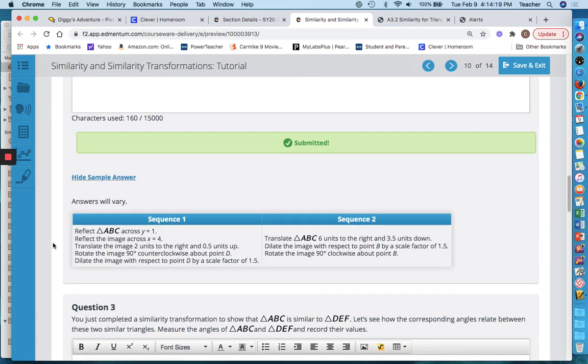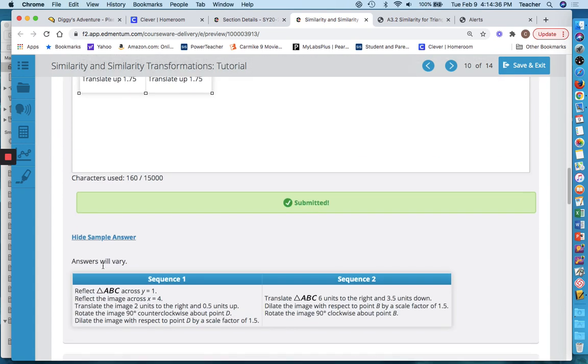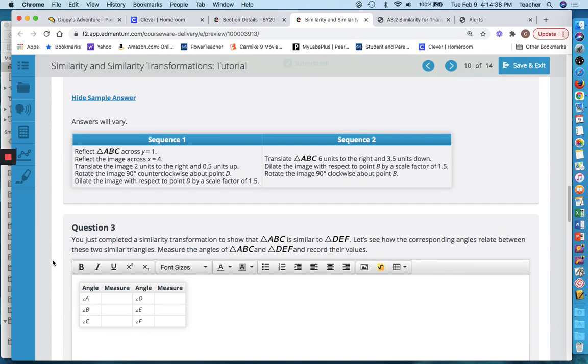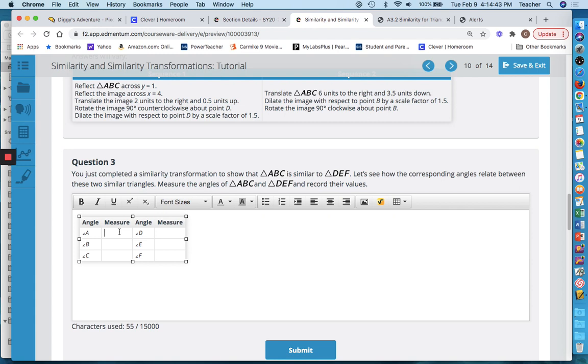All right, so they did all kinds of things. Now, wait a second. Why do they tell me to dilate first if they didn't do that? Equal the ratio in question 1. Begin by setting the scale factor. Well, they tell me to begin by doing the scale factor 1, and they don't even begin by doing the scale factor 1. Whatever. I rock. Figures. Okay, so we got question 1 and 2 done.